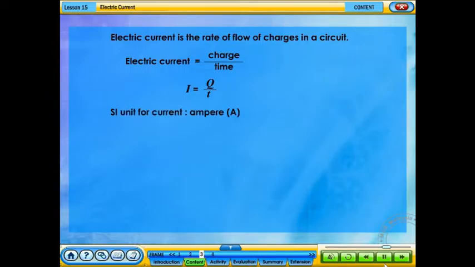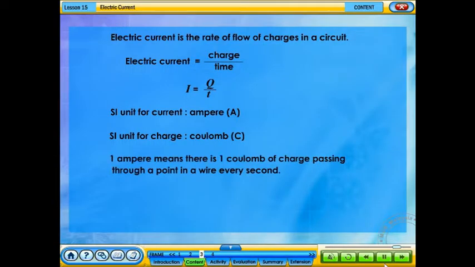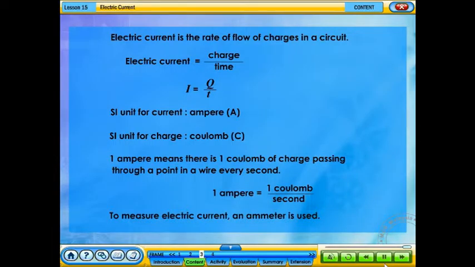The SI unit for current is the ampere, and the SI unit for charge is the coulomb. Ampere is abbreviated by the unit symbol A and coulomb by the symbol C. Current of 1 ampere means that there is 1 coulomb of charge passing through a point in a wire every second. 1 ampere equals 1 coulomb per second. To measure electric current, an ammeter is used.